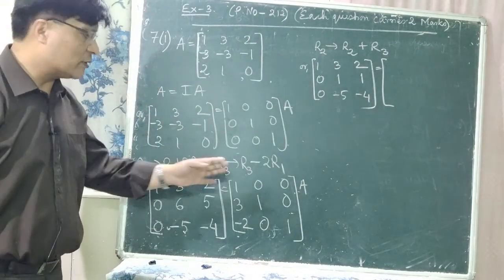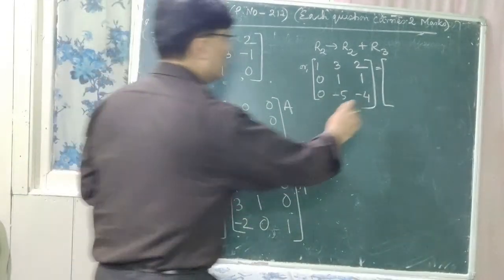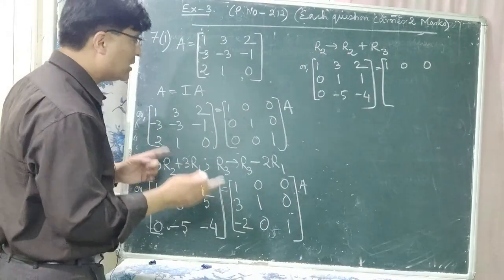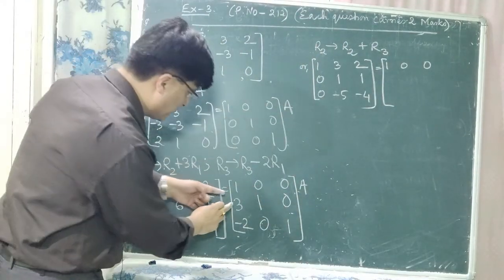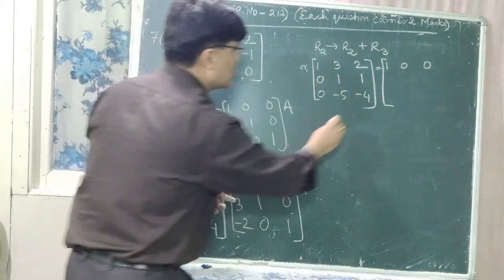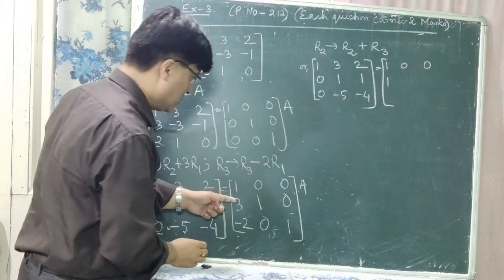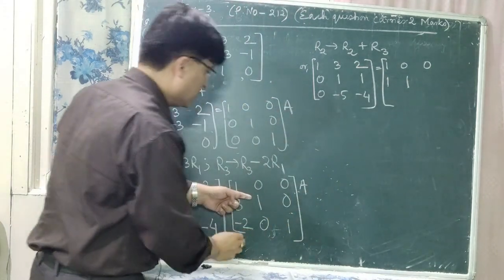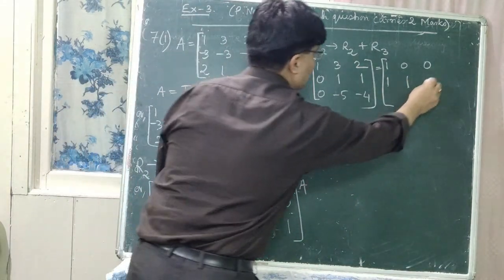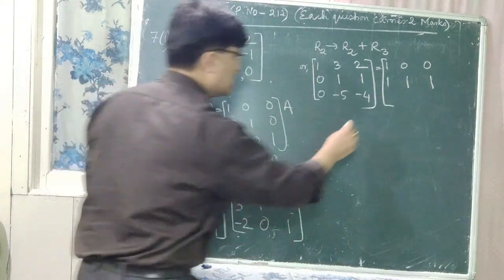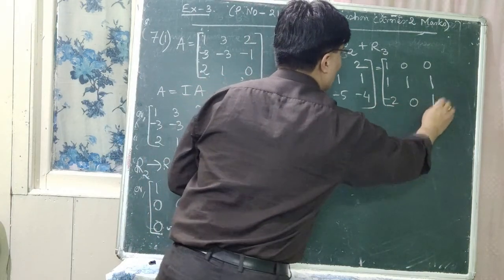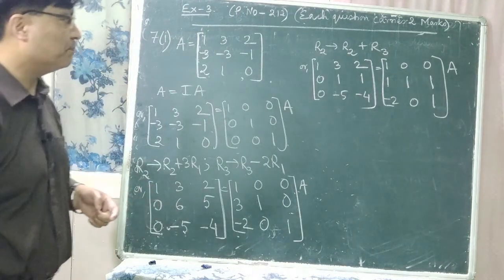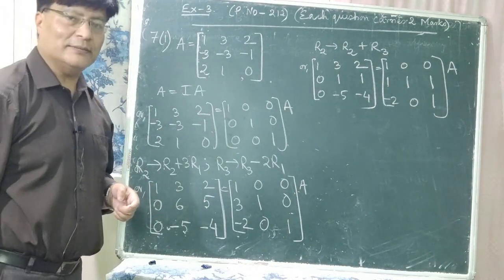Next, the same property is applied on the right hand side also. First row remains same, 1 0 0. Now second row is changing. How does it change? R2 plus R3, R2 plus R3. 3 minus 2 is 1, right? 1 plus 0 is 1, 0 plus 1 is 1. Third row remains same, minus 2 0 1. That is your A. Third row remains same. Is that clear?